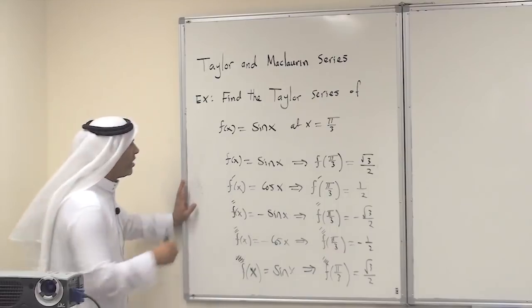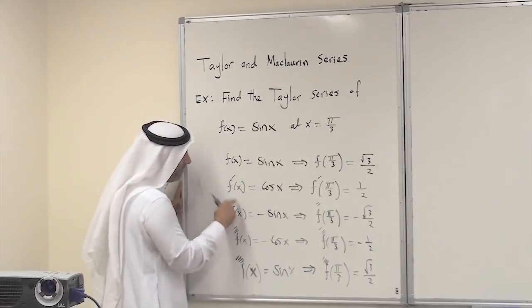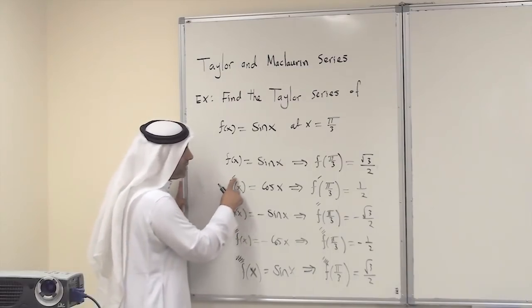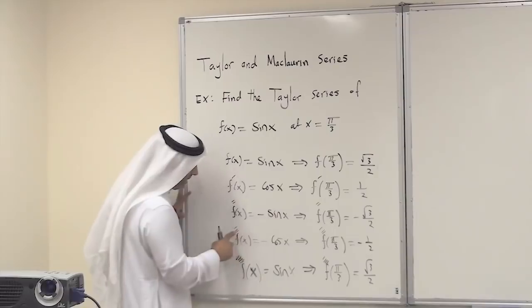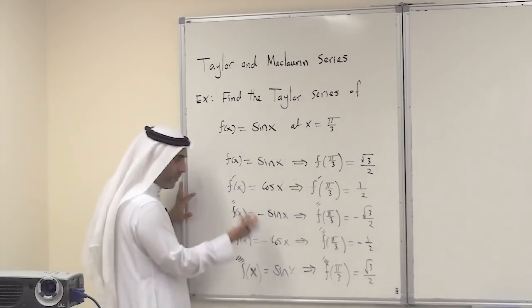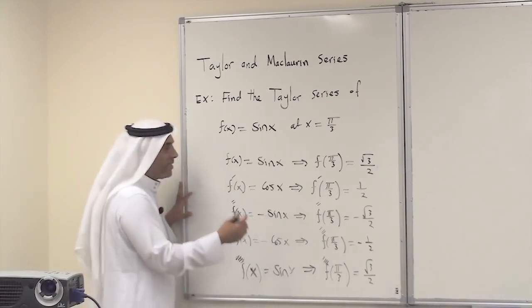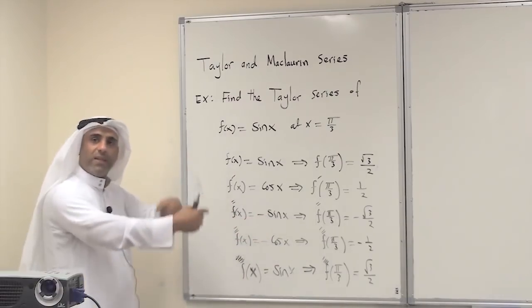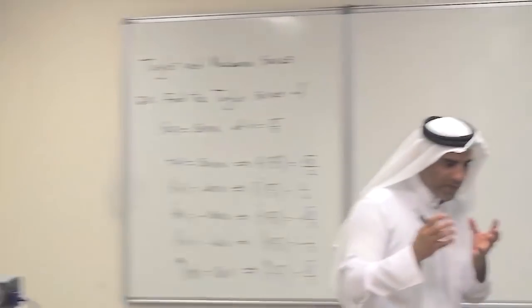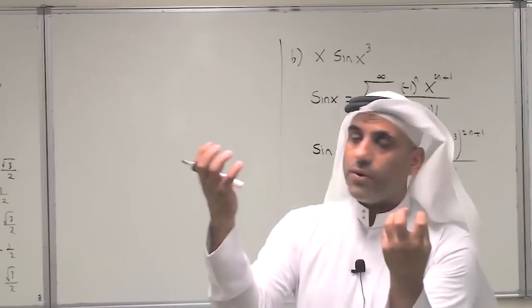And for the odd terms, the odd powers of x, f prime, f triple prime, always we have here 1/2. The third derivative will be minus 1/2. The fifth derivative will be 1/2. The seventh derivative will be minus 1/2. So it's like 1/2, minus 1/2, 1/2, minus 1/2. So it means for the nth derivative, we have two behaviors: one for the odd powers and one for the even powers.